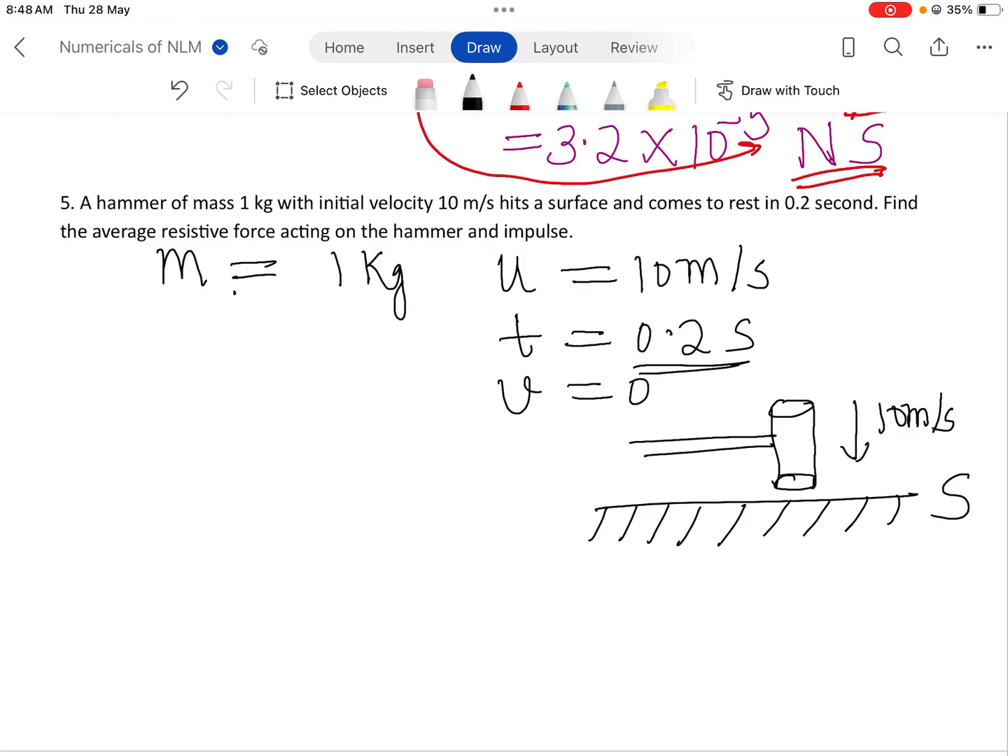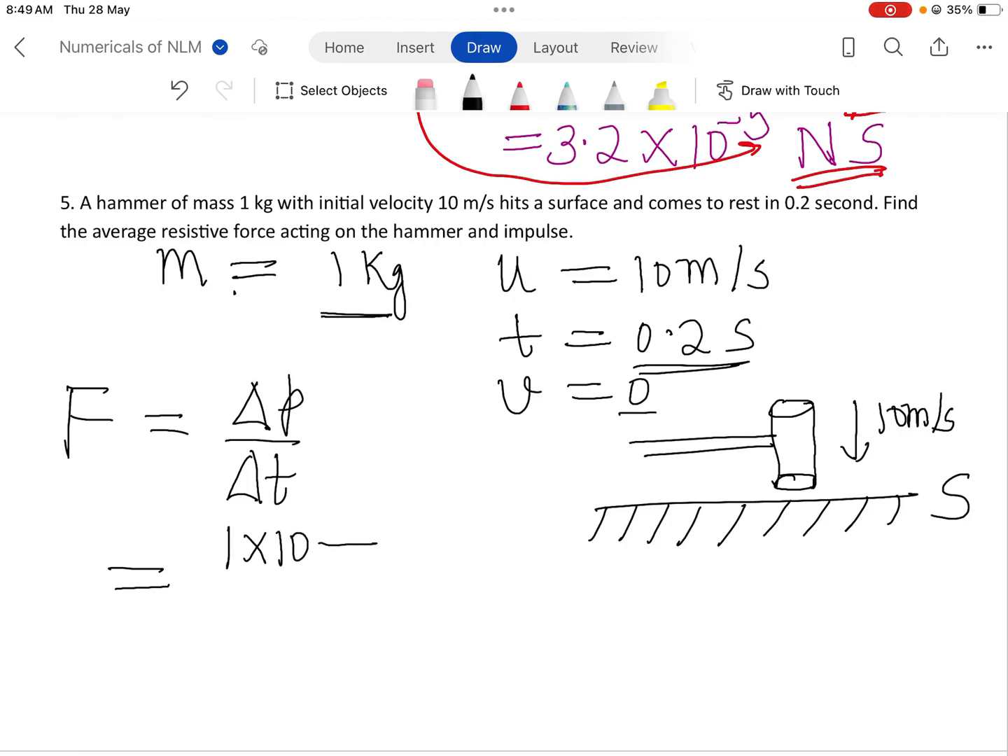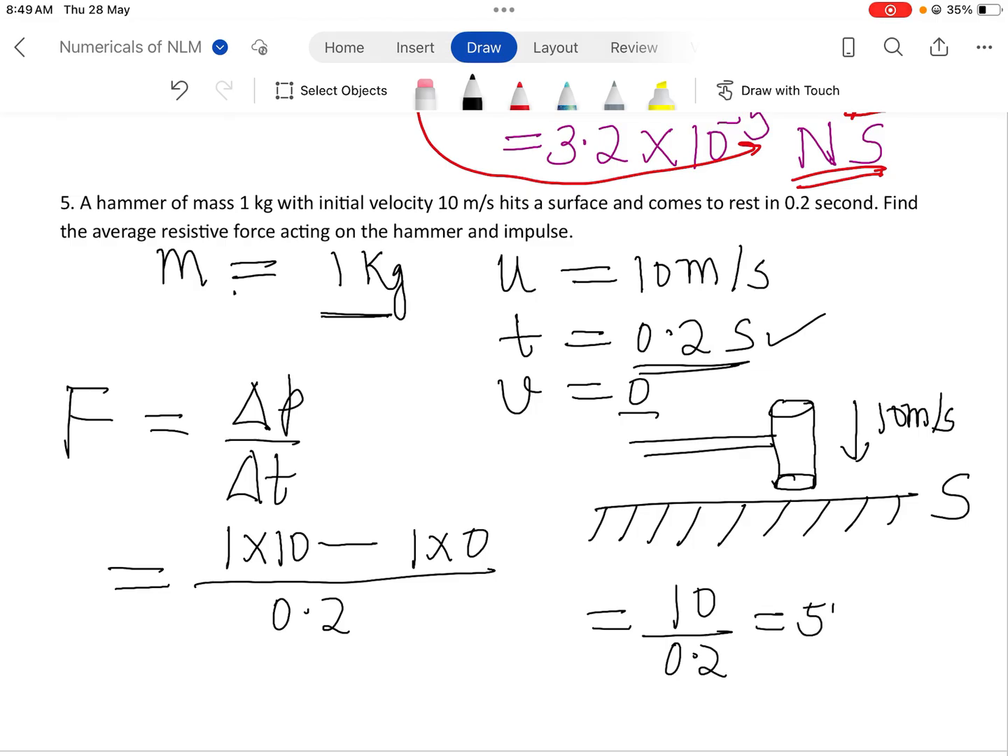So see here, what will be the average resistive force? That will be equal to delta P upon delta T, rate of change of momentum of the hammer. So what was the initial momentum of hammer? 1 into 10. What is the final momentum? 1 into 0. This is the change in momentum. This change in momentum takes place in how much time? 0.2. So this will be equals to 10 upon 0.2. 100 upon 2, that is 50 Newton. This will be the average resistive force.